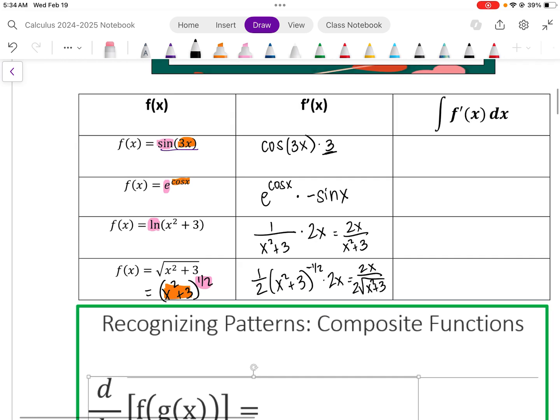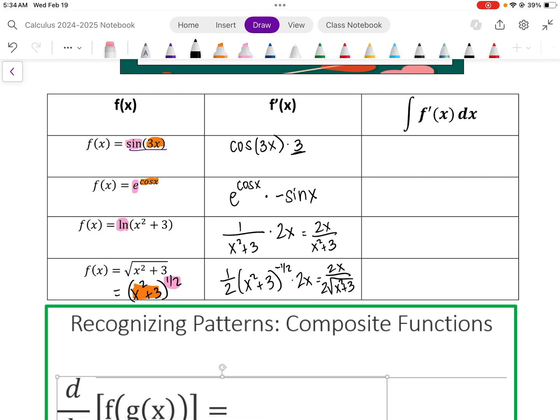So again, the reason why I'm showing you how to derive composite functions is because now we're going to integrate these same functions. If I were to integrate 3 cosine of 3x, we know that this is going to be equivalent to our original function f of x, so the sine of 3x. Hopefully you're noticing what happened to this original 3? Where did it go? It disappeared, right? And same is going to be true for the following ones.